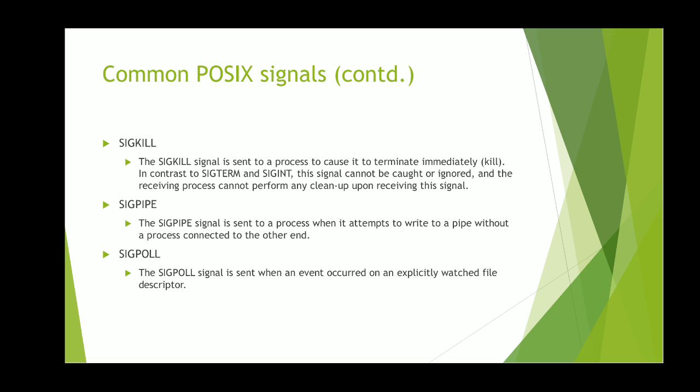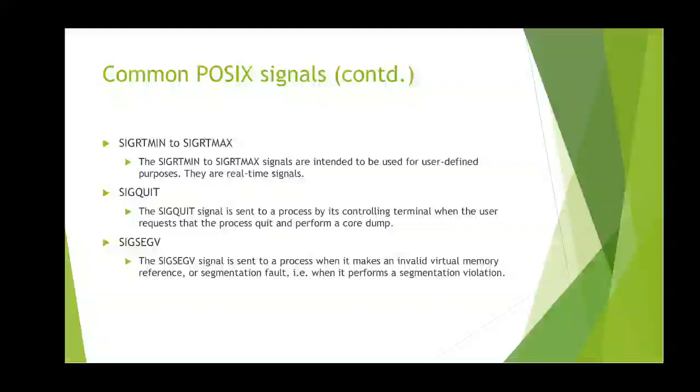And now comes the SIGPOLL signal. This SIGPOLL signal will be received by the process when some event occurs on the watched file descriptor. Here, the signals SIGRTMIN and SIGRTMAX are used for user defined purposes, and these are real-time signals. Then the quit signal is sent to a process to instruct the process to quit and perform a core dump.